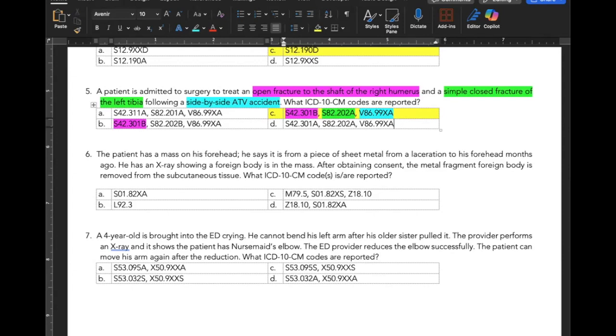And then in here, we are doing, so where is the foreign body located? It's in the forehead, which is a soft tissue, right? So we'll go foreign body in soft tissue. So it's in soft tissue. Yes. So I don't see a soft tissue.